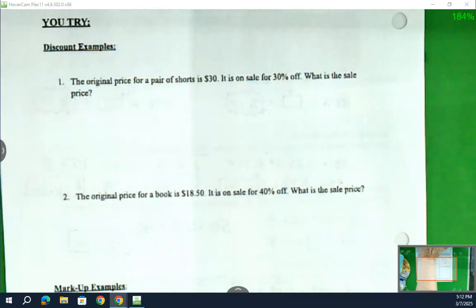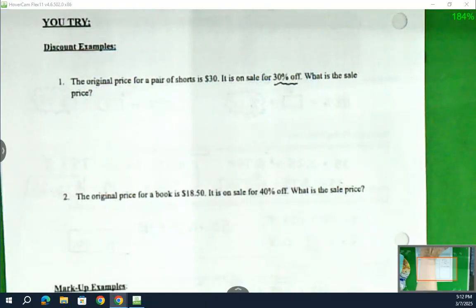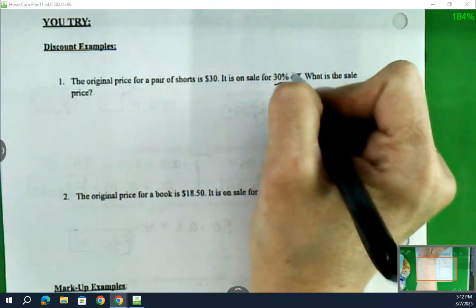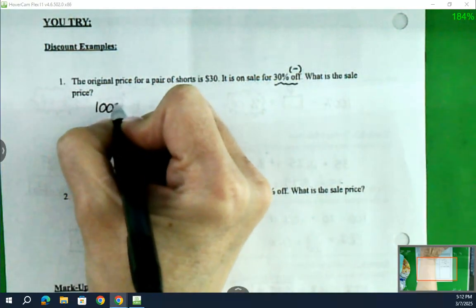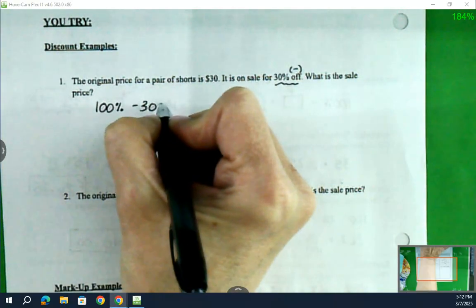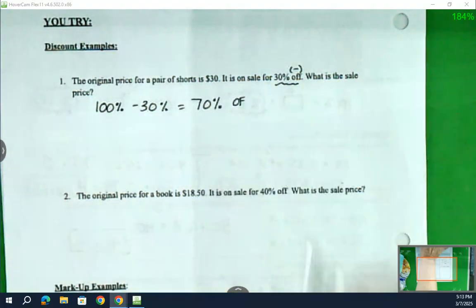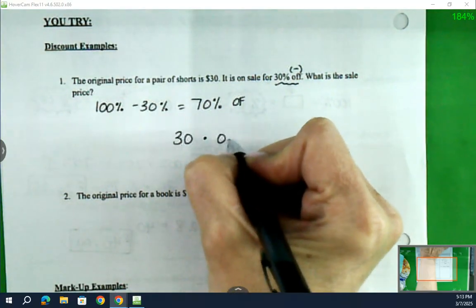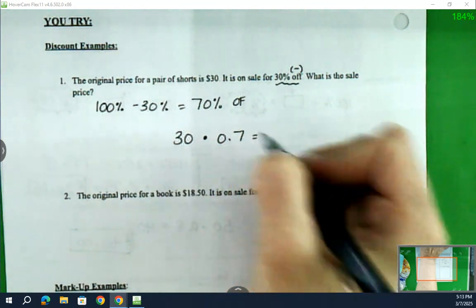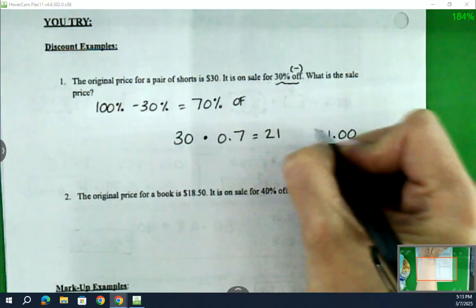Okay, we have the original price of a pair of shorts is $30. It is on sale for 30% off. What is the sale price? So this is a discount. Since it's the amount off, we're going to do 100% minus the 30%, means we're paying 70% of the original amount. So 30 times 0.7 gives us 21. So that's $21.